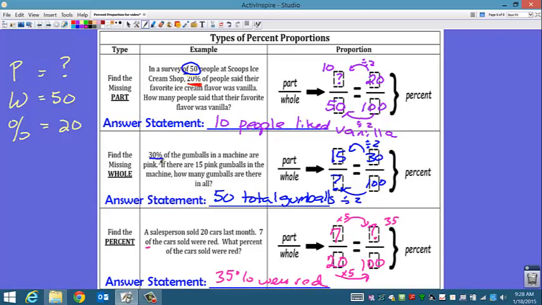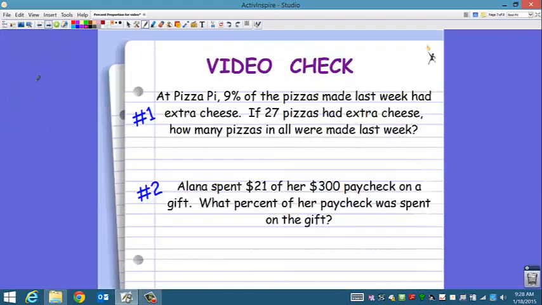Okay, so now that this is filled in, you will need to go ahead and glue this foldable into your journal so that you have it in your notes. And we're going to move on. These are your 2 video check questions. You're going to do these on your video check sheet that will be turned in at the end of the week.